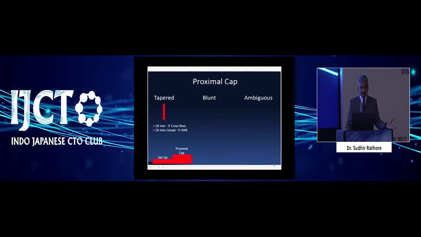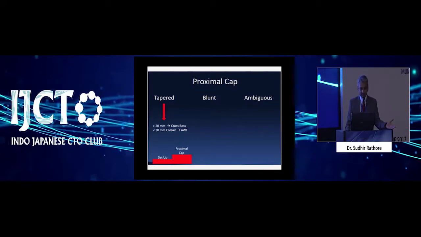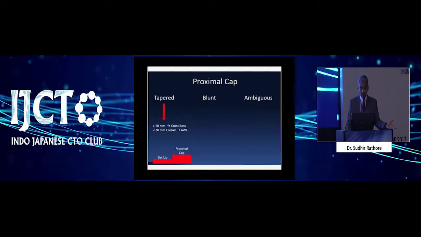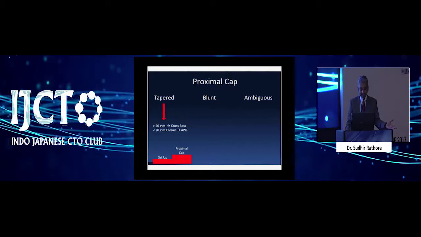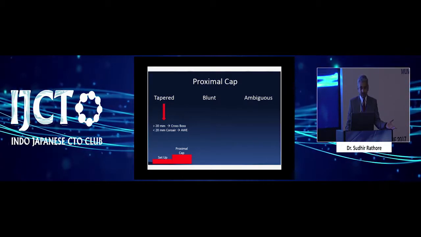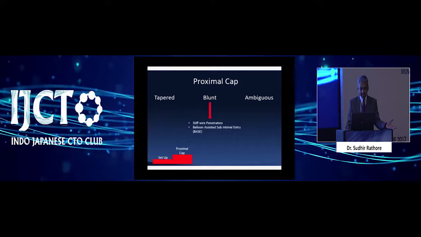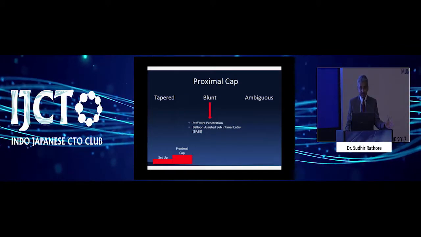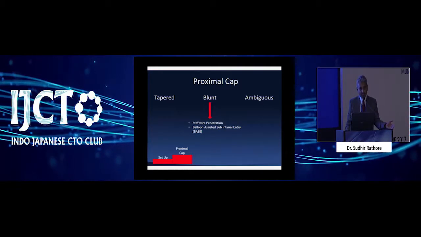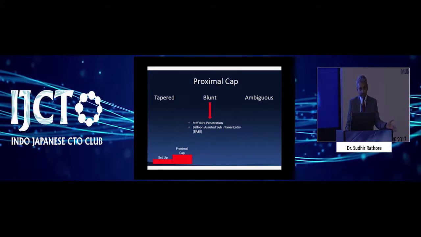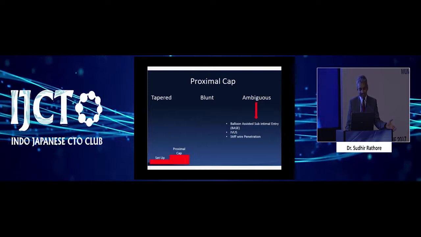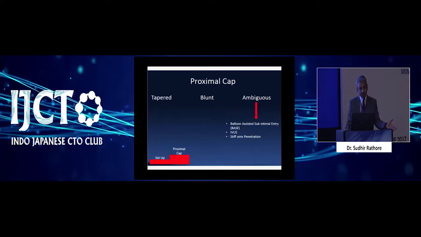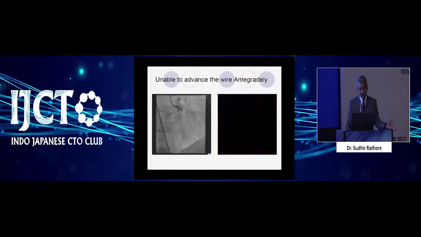Now, dealing with the proximal cap, it depends. If the proximal cap is tapered, you can go with the cross-boss directly without using any wire, or if it is less than 20 millimeter, then you can try antegrade wire escalation. But if it is a blunt cap, then you have to have a stiff wire penetration of the proximal cap, enter the CTO body, and then use the cross-boss catheter. And if it is an ambiguous cap, you might have to use intravascular ultrasound to enter the proximal cap.